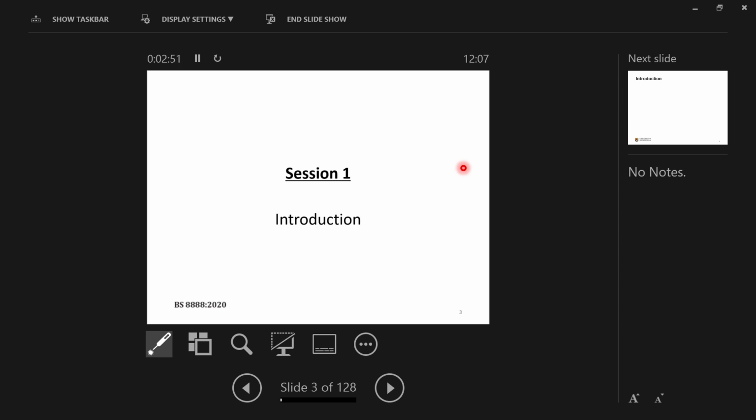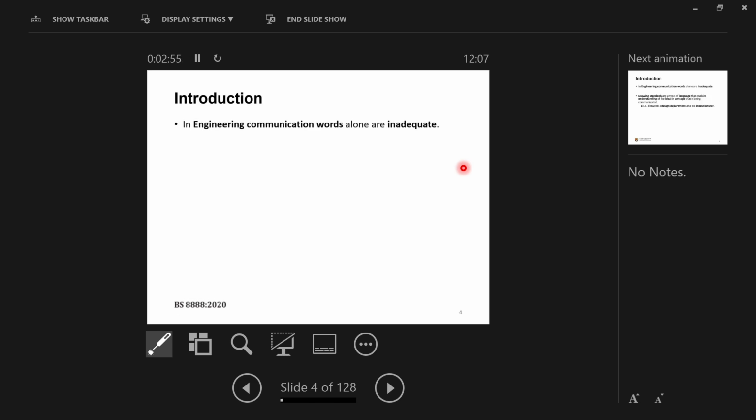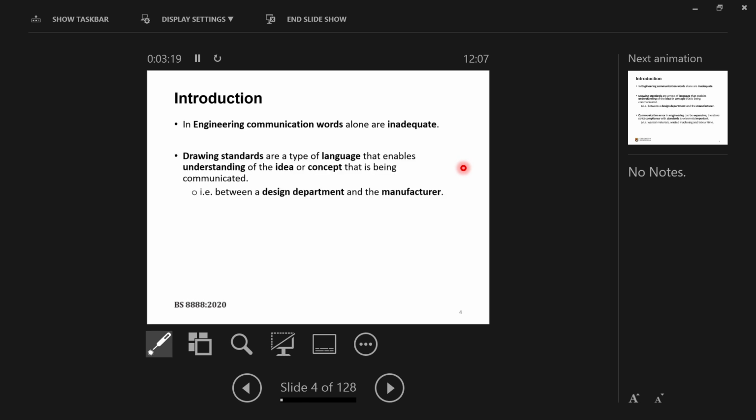So this is the first session. It's an introduction to BS8888. So obviously, why do we even need drawings? It is quite important because words only are inadequate for engineering communication. This just means that we need to have a common language between engineers. We have our own way of understanding ideas and concepts and communicating them.